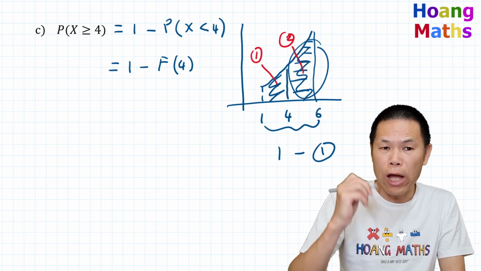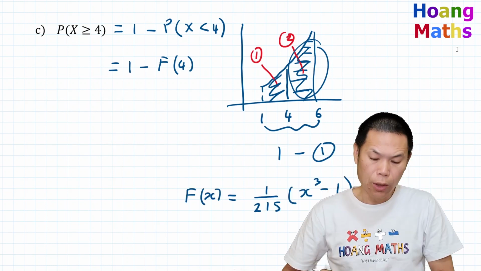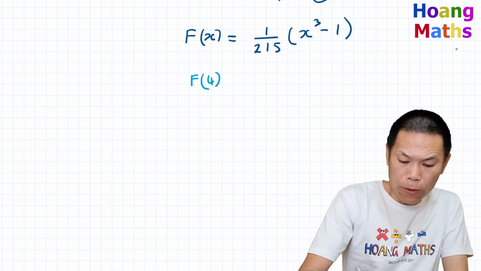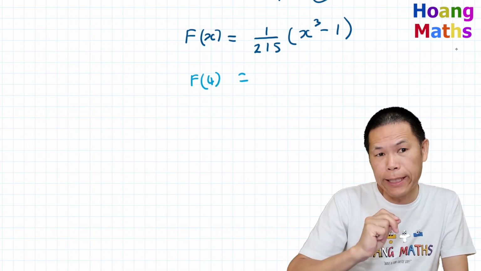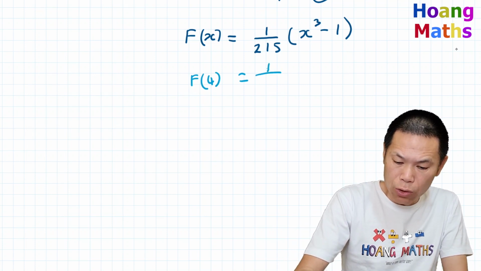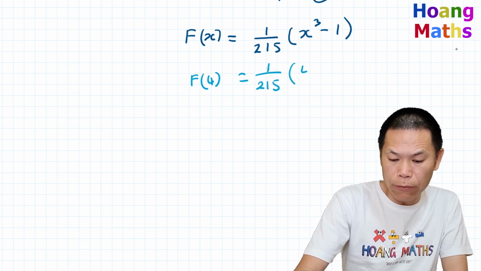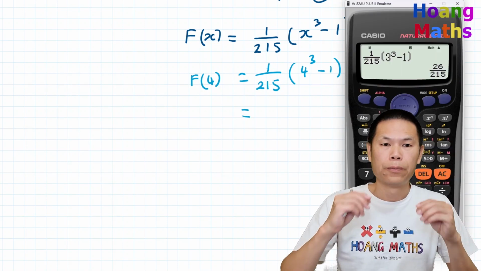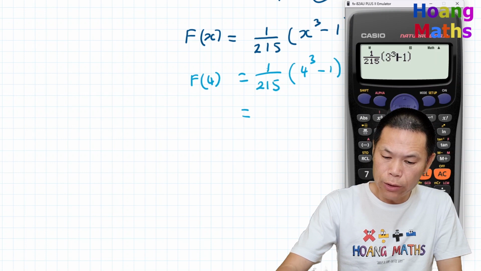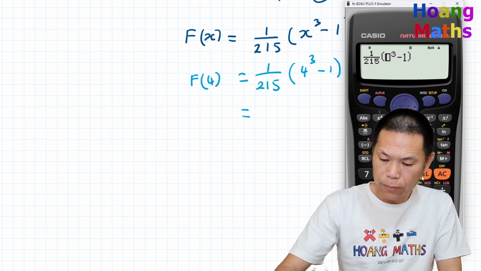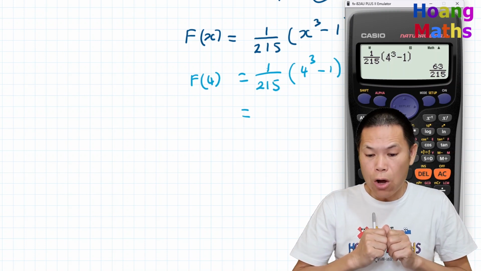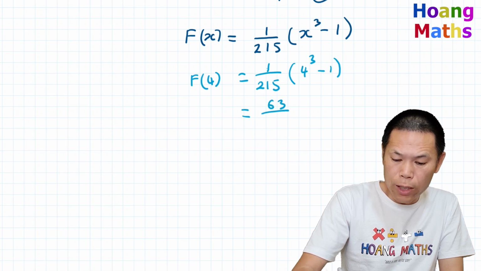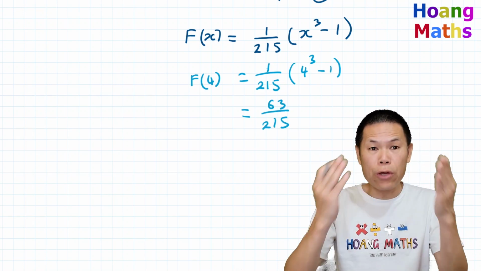Now to work this out, I already worked out the function in part A, so just work out F of 4. That will give me the probability less than or equal to 4. So that becomes 1 over 215 bracket 4 to the power 3 minus 1. I just put it on the calculator, changing the 3 into 4, that's easier. So there you go, 63 over 215.